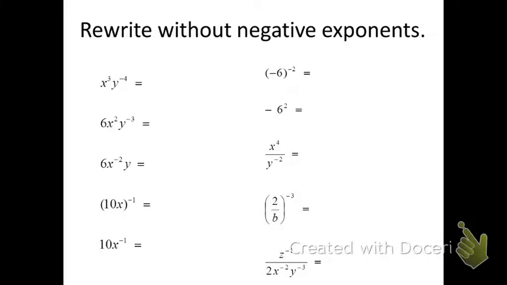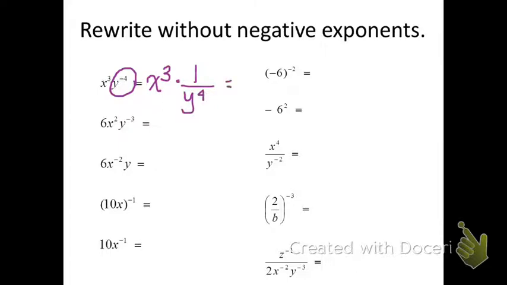Simplifying negative exponents. So now I'm actually going to go through each one of these examples and rewrite them without negative exponents. For the first one, x cubed times y to the negative fourth. The y to the negative fourth is our only negative exponent, so that's the only thing that's going to change. So we end up with x cubed times y to the negative fourth is the same thing as 1 over y to the fourth with the positive.